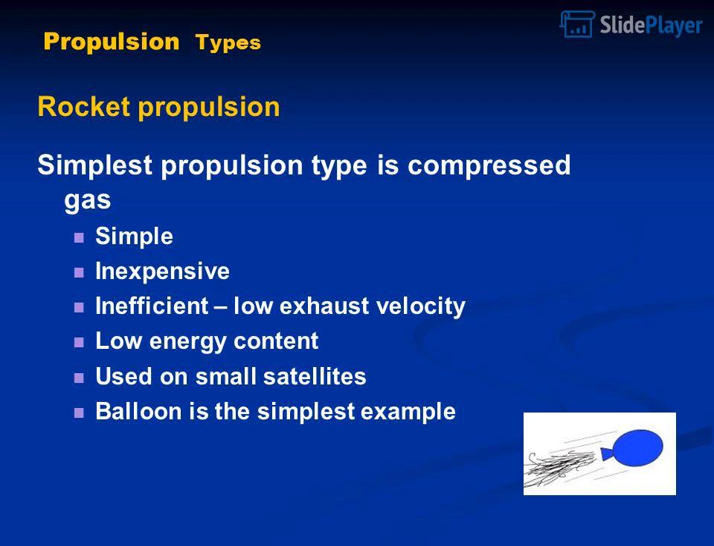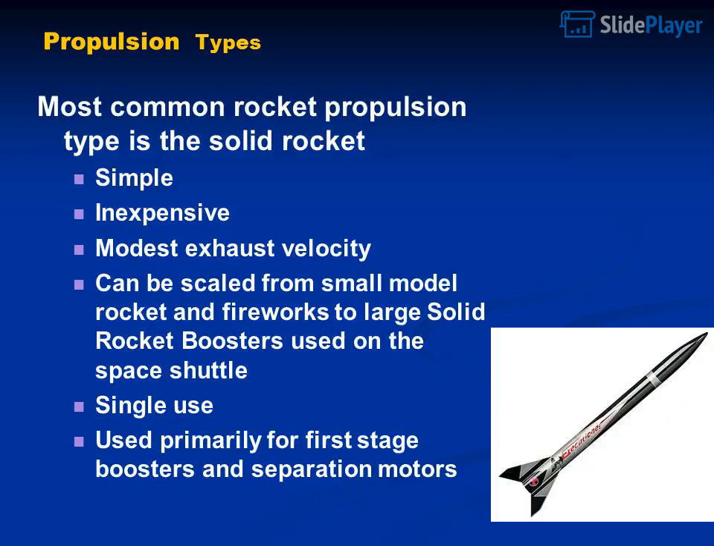The simplest propulsion type is compressed gas. Simple. Inexpensive. Inefficient, low exhaust velocity. Low energy content. Used on small satellites. A balloon is the simplest example. The most common rocket propulsion type is the solid rocket.